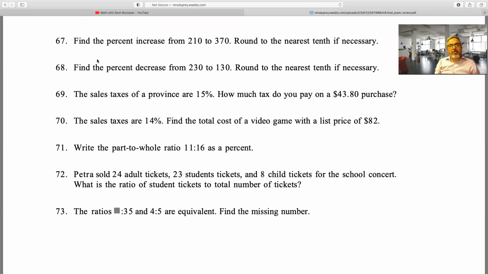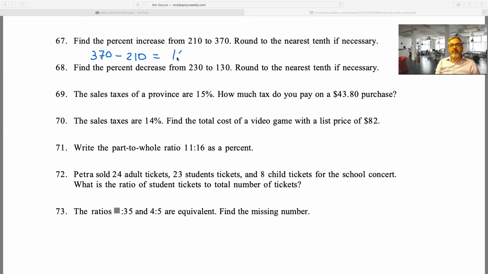So here, find the percent increase from 210 to 370. So what you need to do, just go 370 minus 210. That gives you 160. Now you take the 160 divided by 210 and multiply it by 100, that gives you what increase the 160 is from 210, or the increase from 210 to 370. So that is 160 divided by 210 times 100. That gives you 76.2 to the nearest tenth.